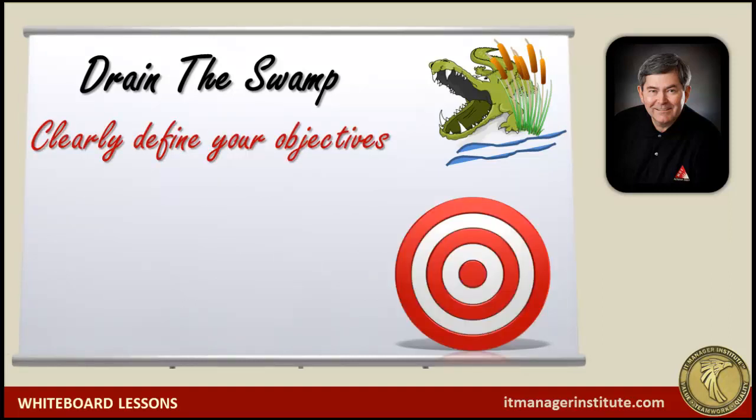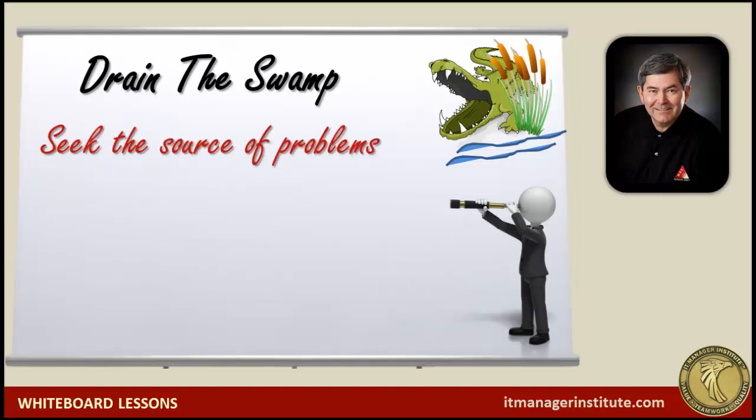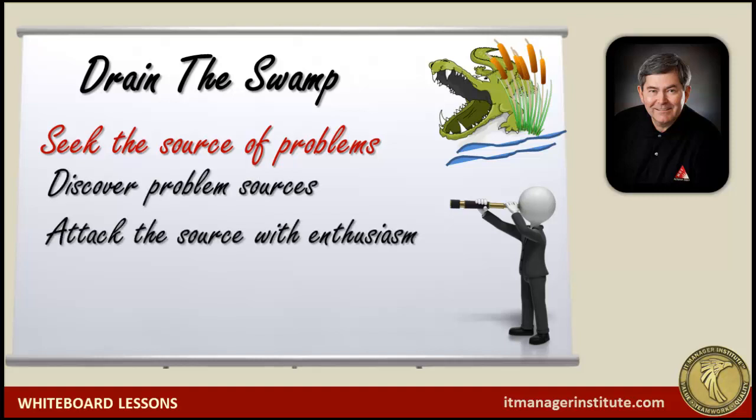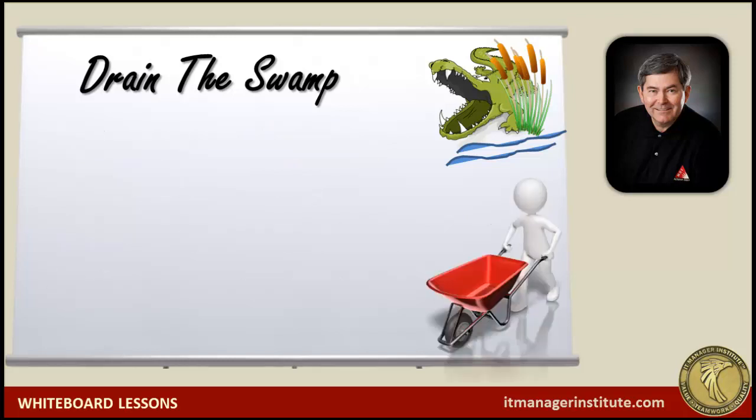You want to clearly define your objectives. Define your objectives. Identify what it is you need to do and then figure that out. Target your efforts and then take charge of your situation. So what you want to do is be more proactive in defining your objectives and taking charge of your efforts to go after those objectives. You want to seek the source of problems. If you're reacting all the time and you've got all these issues coming up, you need to figure out what's causing these problems. Discover the problem sources, attack the source with enthusiasm, and eliminating the source is going to have many benefits. I'll talk about that in a second.